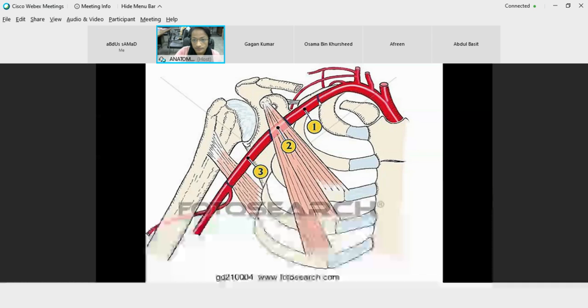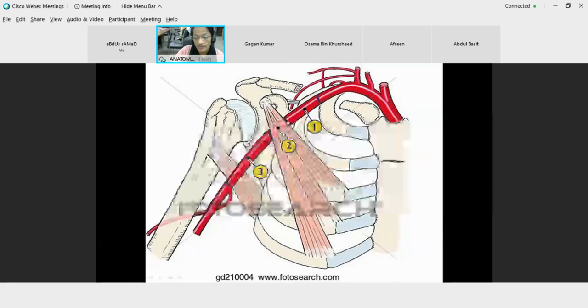From here, the axillary artery is starting. So this is the first part, from the outer border of the first rib to the upper border of the pectoralis minor. That is, proximal to pectoralis minor, or superior to pectoralis minor, is the first part of the axillary artery. From the outer border of the first rib to the upper border of the pectoralis minor muscle. That is the first part.